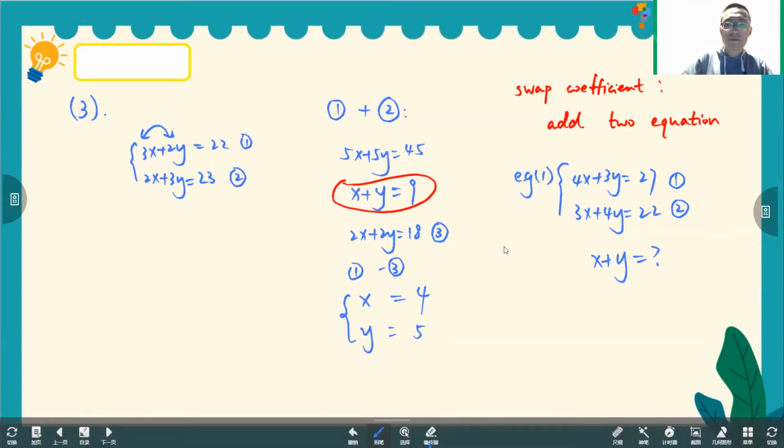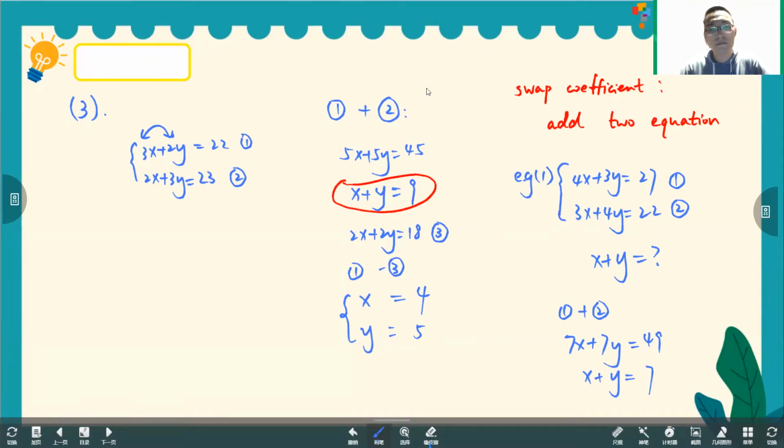Good, everyone. Let's go through this together very quickly. Almost everyone got x plus y equals to 7. So let's see, 1 plus 2, repeating this method over here. 1 plus 2 will give us 4x plus 3x is 7x, and 3y plus 4y is 7y as well. And then 27 plus 22, 49. Then divide the 7 to every term in this equation. The equation still holds. X plus y equals to 49 divided by 7, 7.